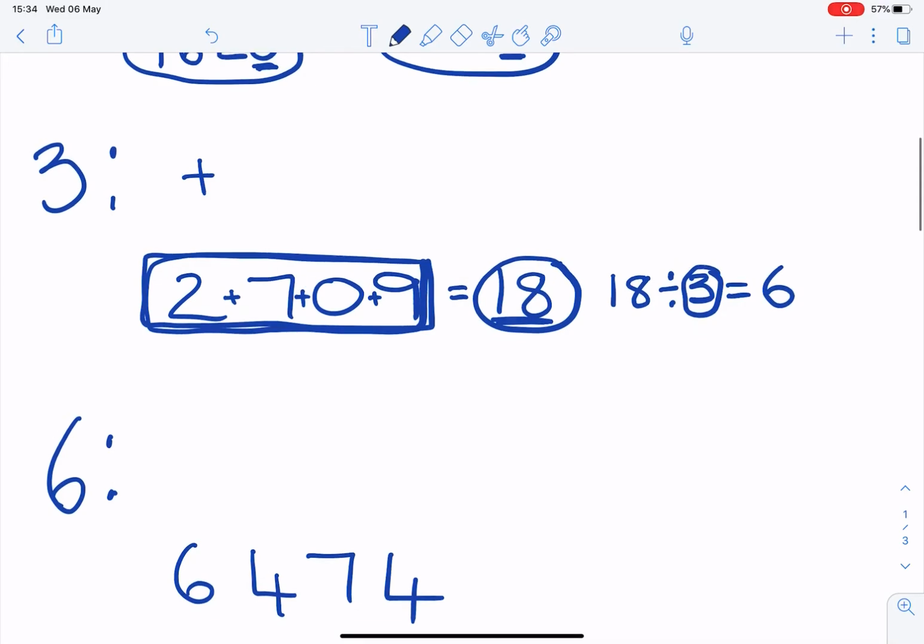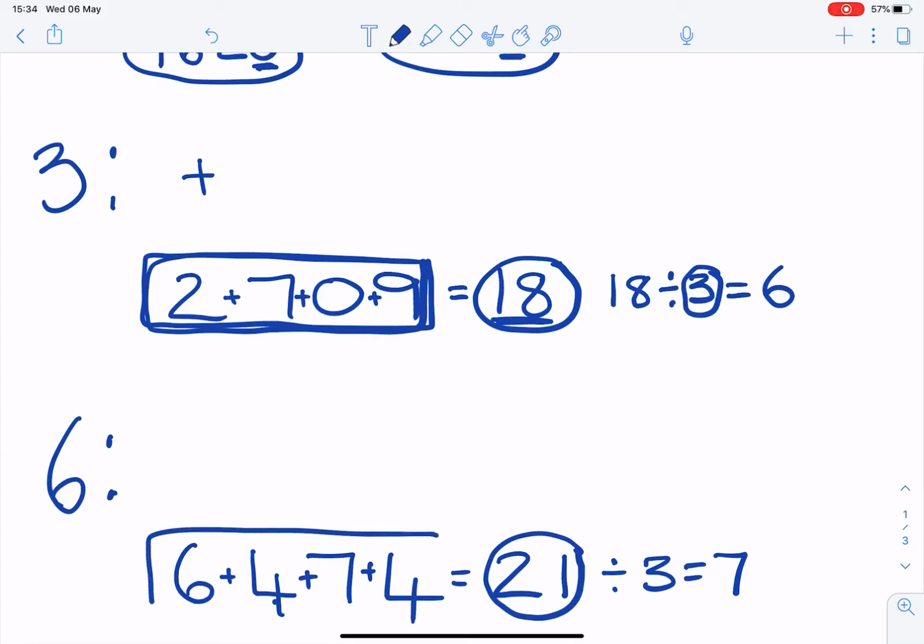Let's look at 6. A number is divisible by 6 if it is divisible by 2 and 3. Well, we've just looked at the rules for 3, so if we add all of these digits together, we will get 6 plus 4 is 10, plus 7 is 17, plus 4 is 21. Can I divide 21 by 3? Yes. The answer is 7. And because I can divide that by 3, I know that 6,474 can be divided by 3 with no remainders.